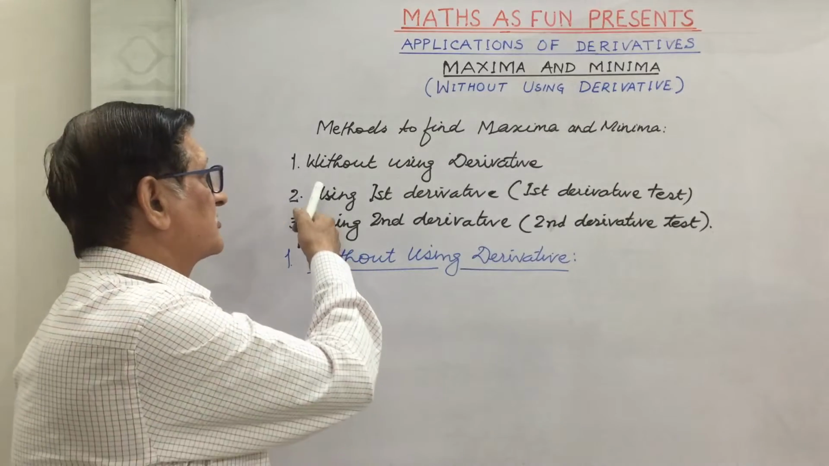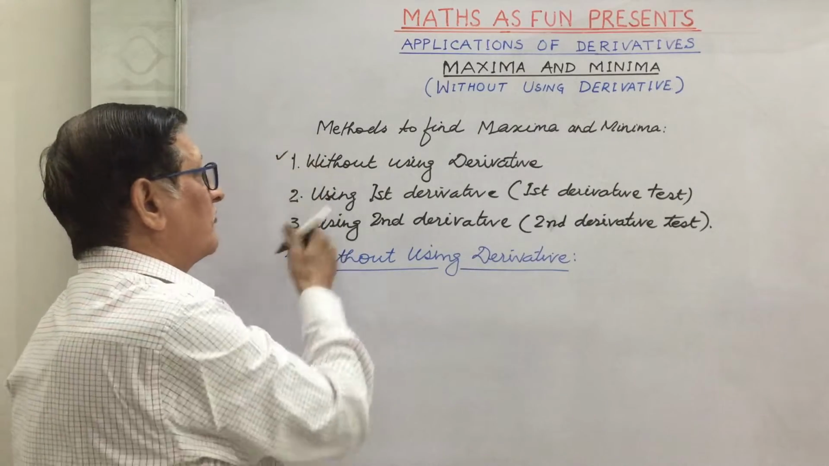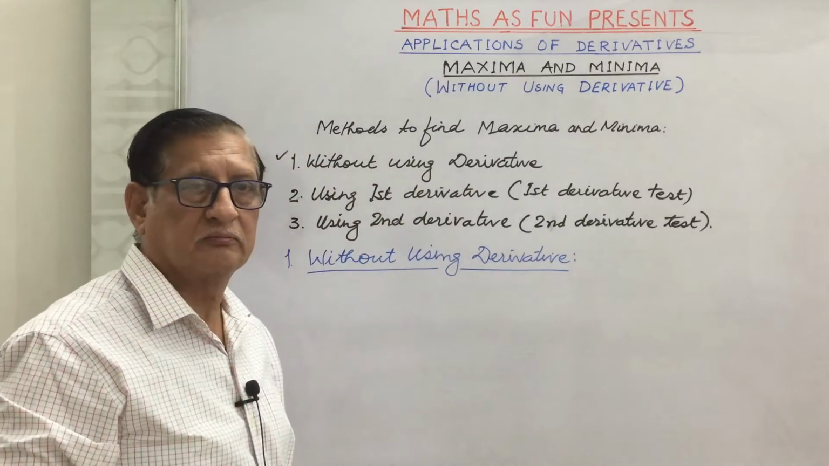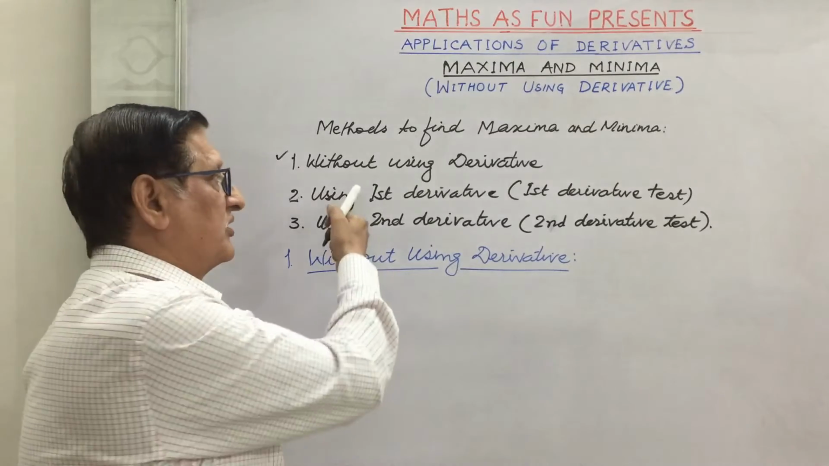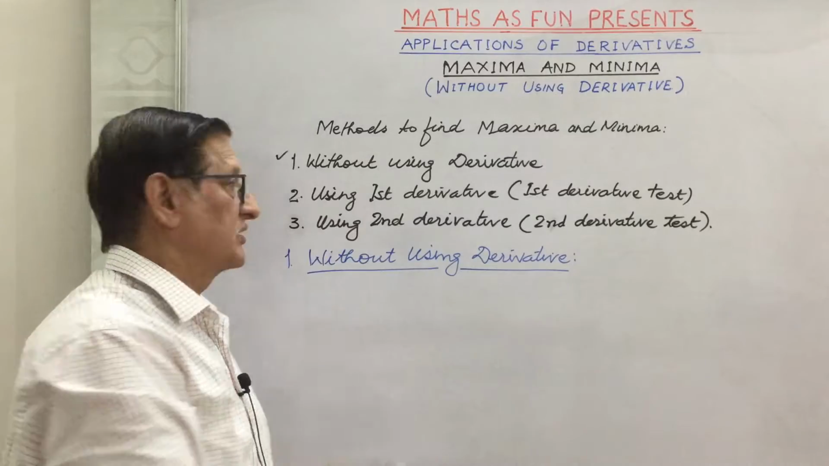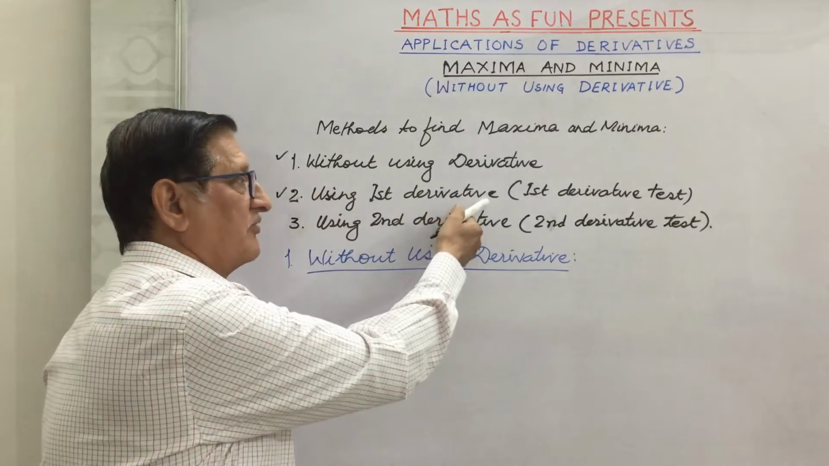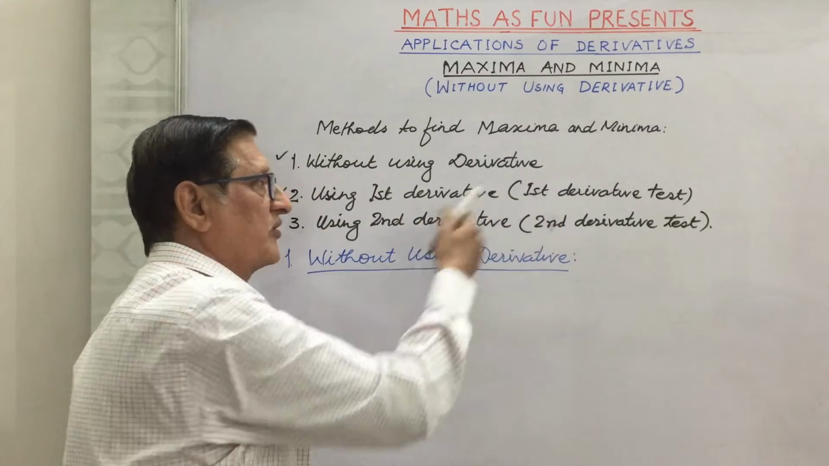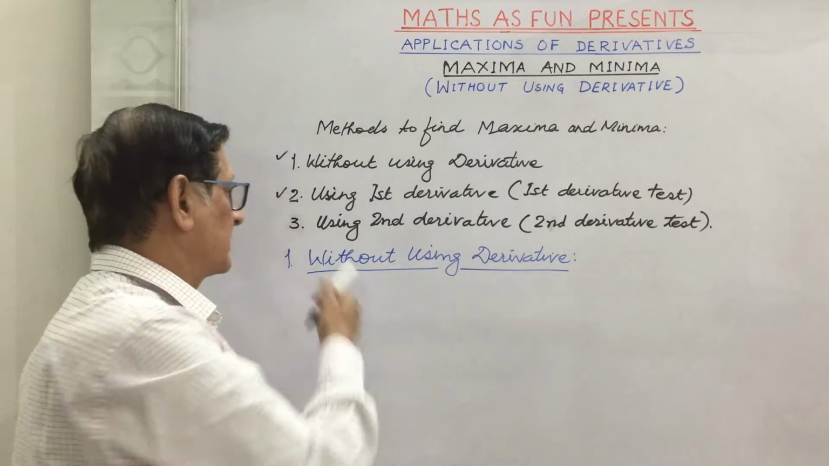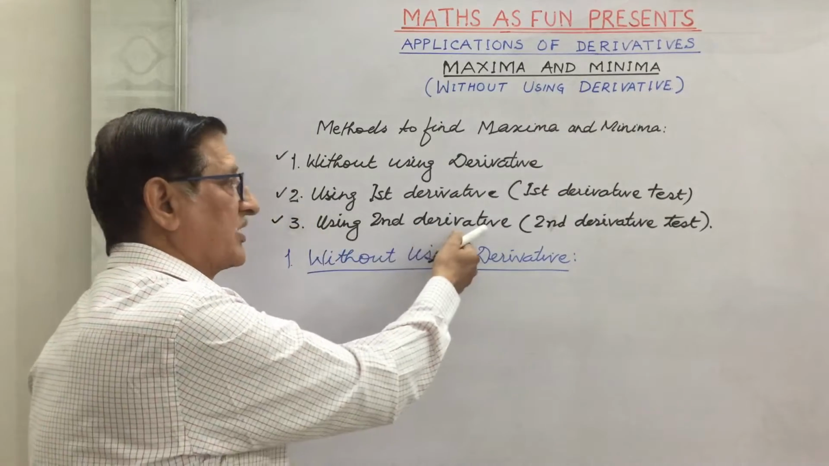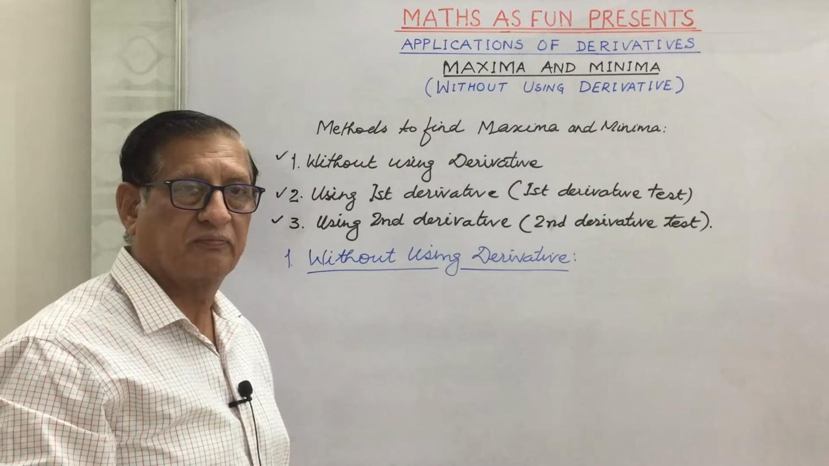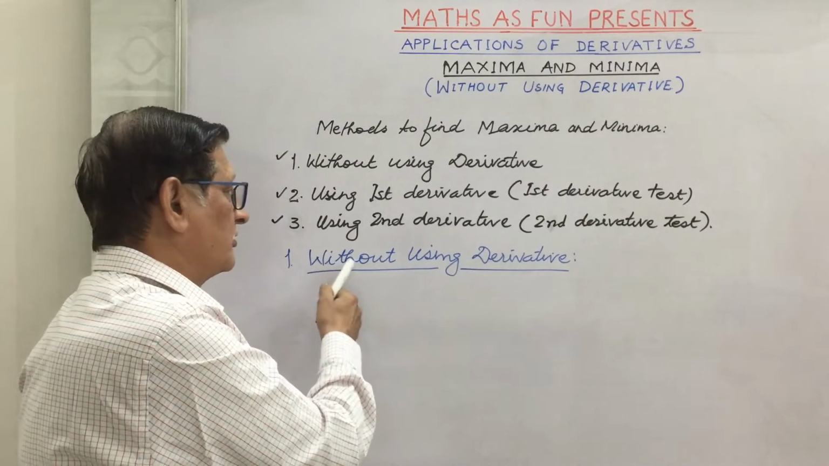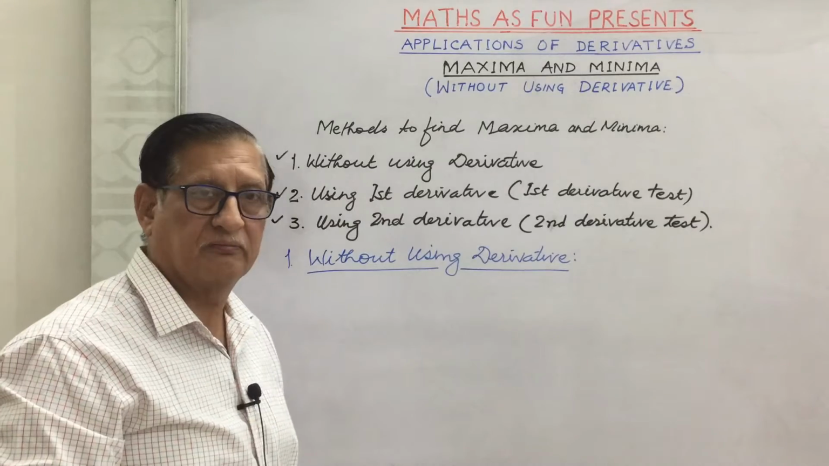The methods are: number 1, without using derivative. How can we find out the maxima and minima of a function without using derivative? The second is using the first derivative, which is also known as the first derivative test. And the third is using the second derivative, which we also call the second derivative test. In this video, we will learn about the method without using derivative.